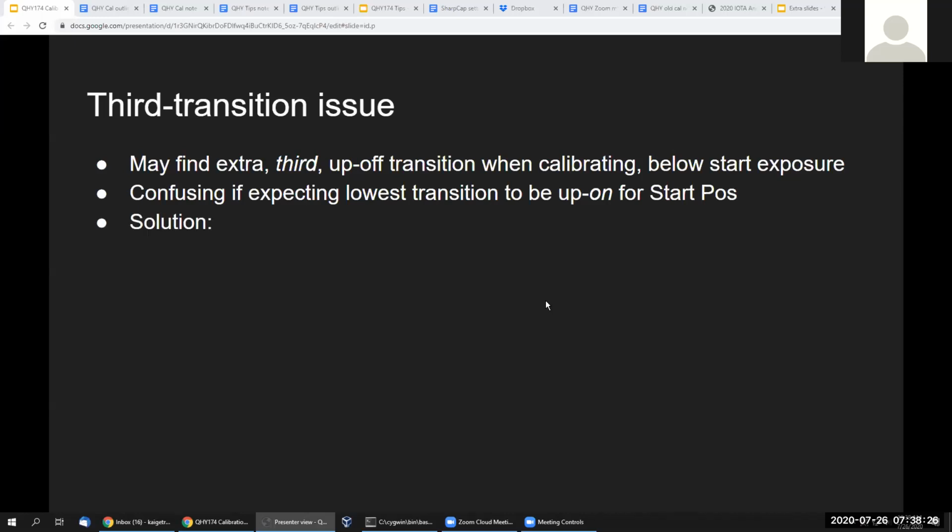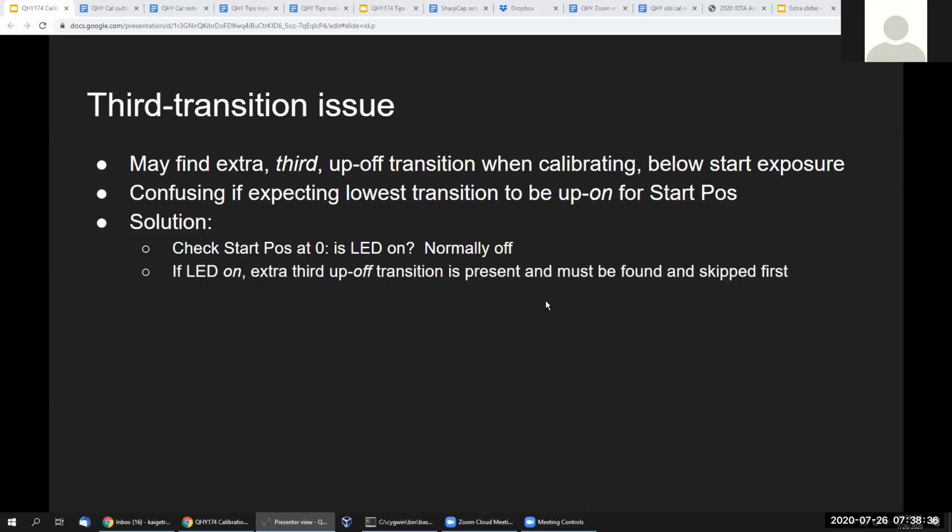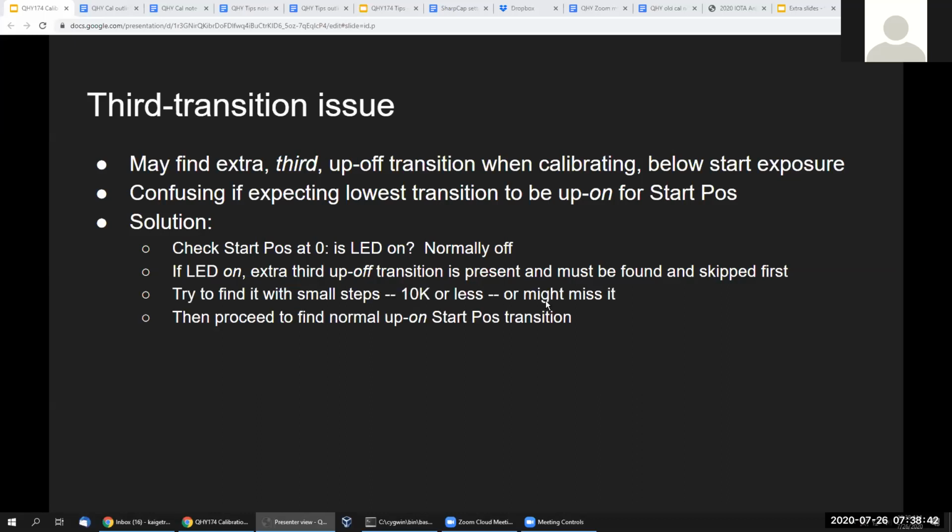My solution for this, I've noticed it is somewhat predictable. If you set start pause to 0, is the LED on? That's the telltale for this. If it's on, you have a third transition issue. You have to go up slowly, like 10K at a time, and find that first, and then you will find your start pause. So that's, again, way back in the beginning when I started at 30K instead of 0, that's why, because I don't know what's going on.